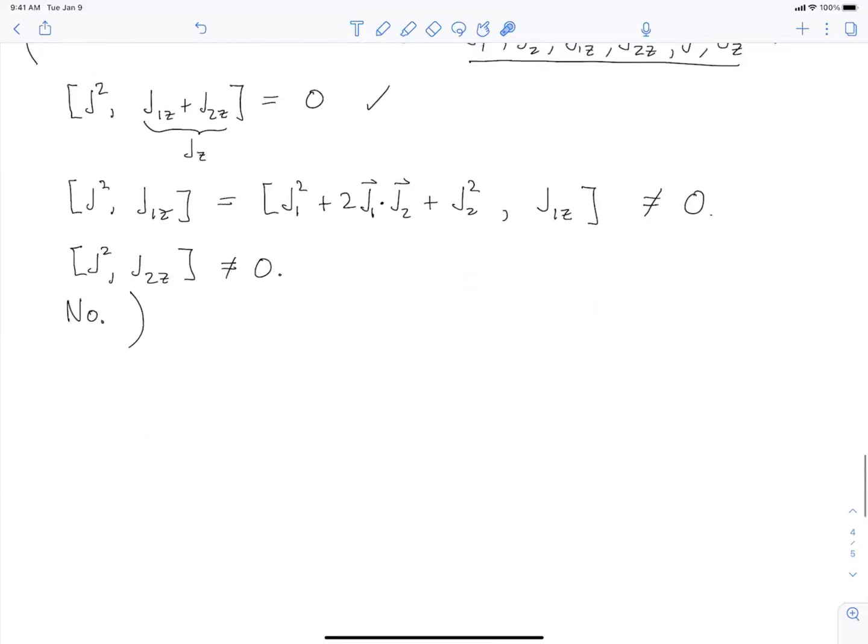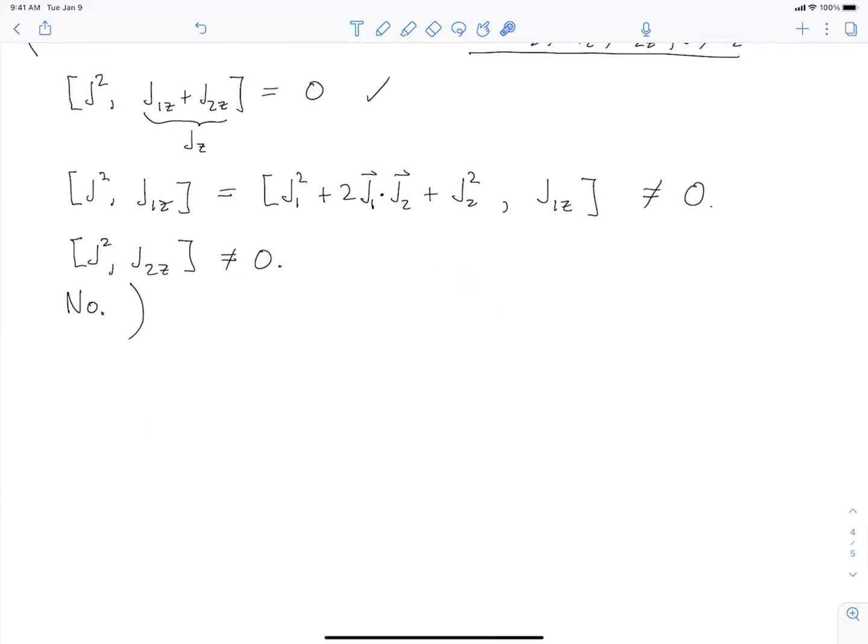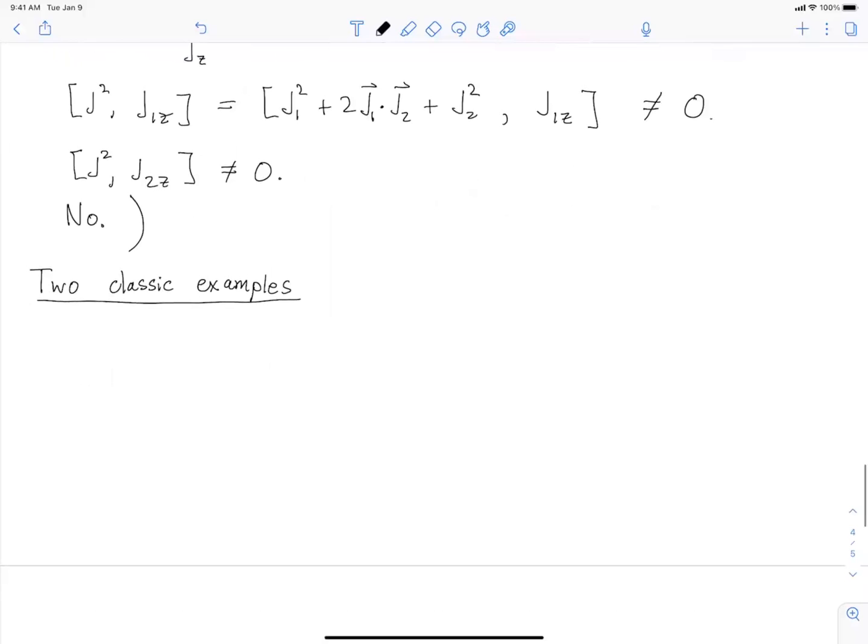Before we start solving the problem, and we're not going to finish solving the problem today, let me mention there are 2 classic examples. And when we do start solving the problem, we're going to do these 2 classic examples. One is when you have 2 spins of distinct particles.